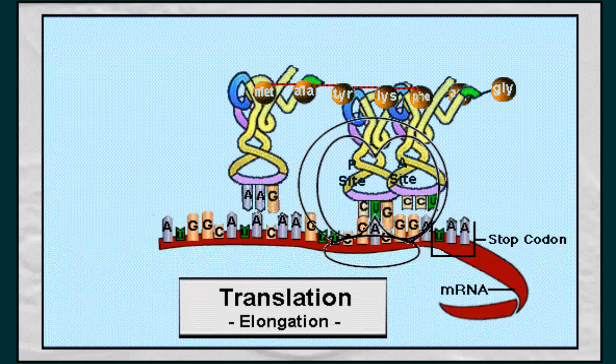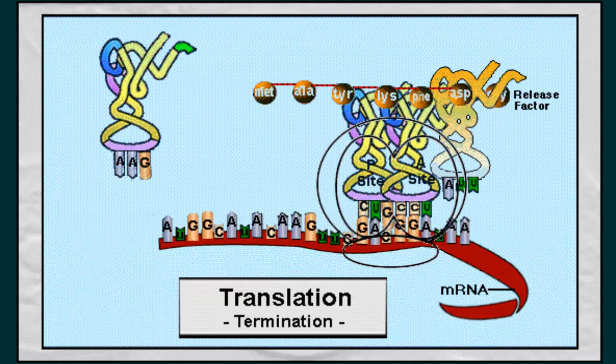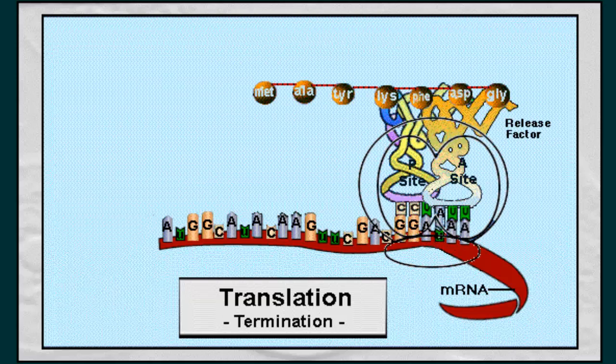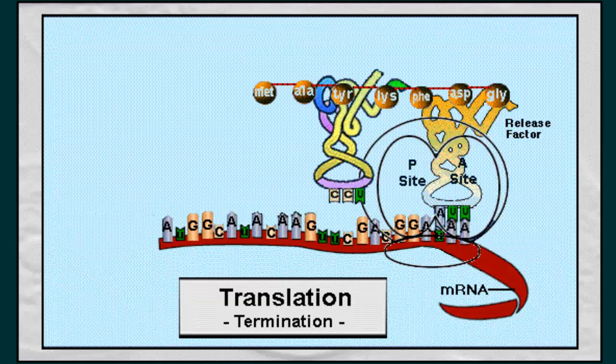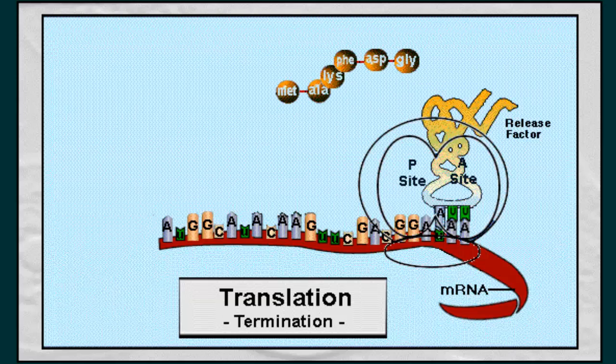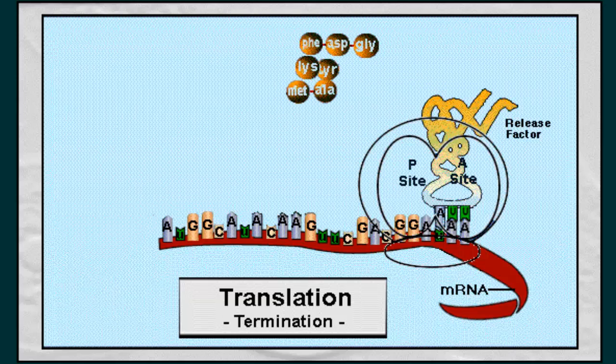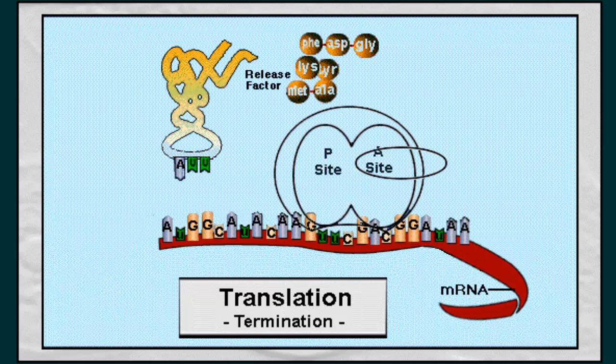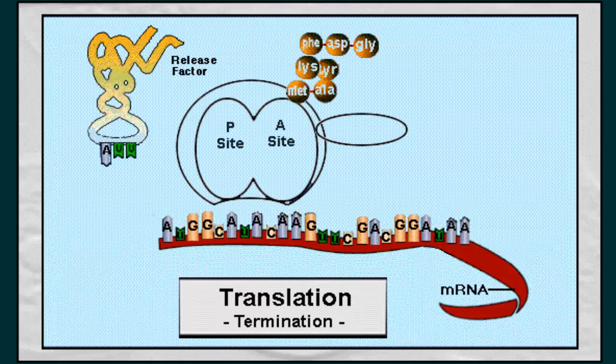The polypeptide grows in length until a stop codon is reached, at which time the A site of the ribosome accepts a protein called a release factor instead of an amino acid carrying tRNA. The release factor causes the last tRNA in the P site to exit the ribosome. At the same time, it breaks the bond between the polypeptide and tRNA. The polypeptide goes on to coil and fold itself into a functional protein. Finally, the two ribosomal subunits detach from the mRNA.